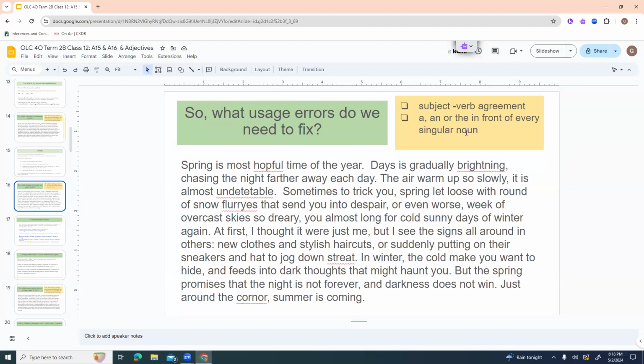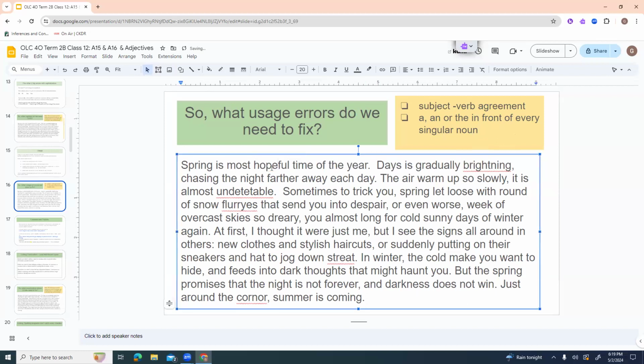There's so many different versions of it that people don't always quite recognize that it's the same verb and isn't always the right one to be used for that particular noun. So, "spring is most hopeful." I'm going to fix it just because it's driving me crazy. "Spring is most hopeful time of the year."